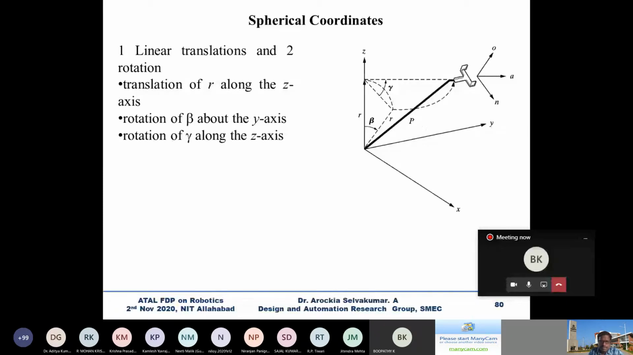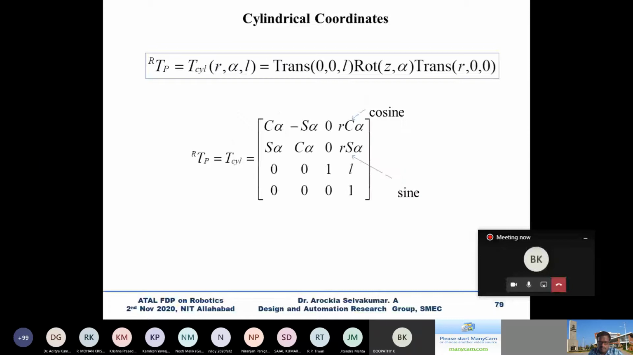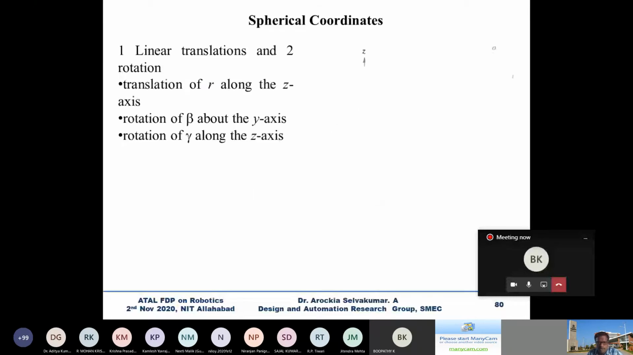Okay, this one I think you have understood. When we are solving the problem, you will understand why I have said the first three parameters of the last column are important. Okay, and the next one is we are moving to the spherical coordinate.